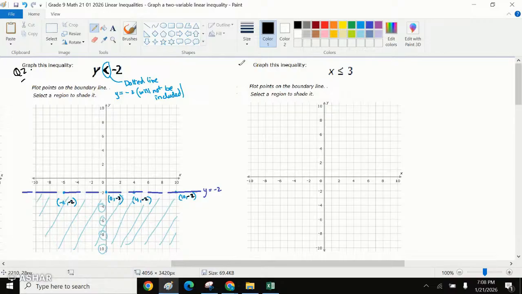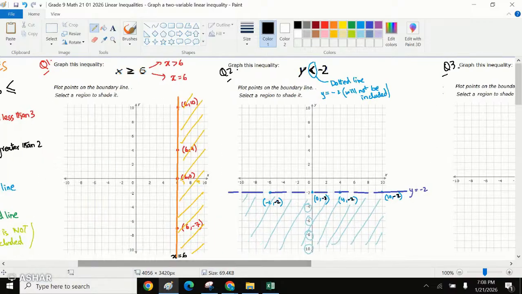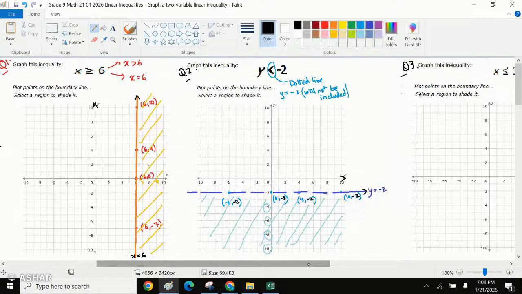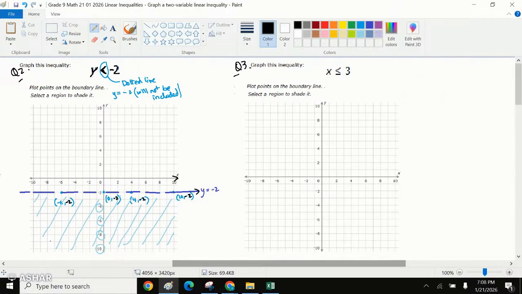For question number 3, the given inequality is x is less than or equal to 3. I told you a while ago that whenever the equation is in terms of y only, then it is parallel to the x-axis. When the equation is x only, then it is parallel to the y-axis, right? Agreed? So this is vice versa. Equation in x parallel to y, equation in y parallel to x. So let's see what happens over here. This is an equation of x. That means it should be parallel to y, right?